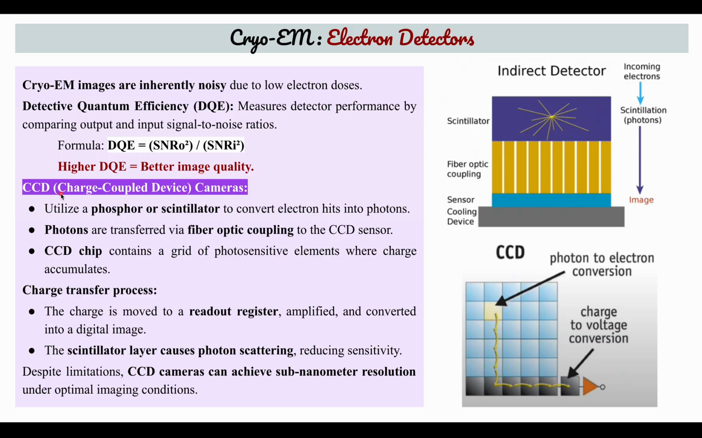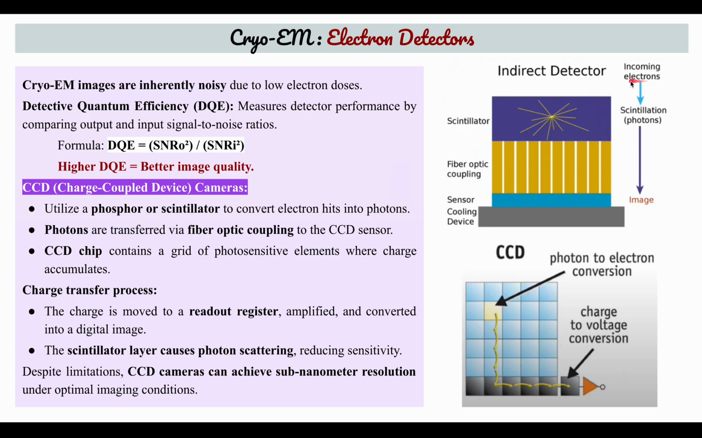So in case of detectors, we use charged coupled device cameras, which are known as CCD detectors, which utilize a phosphor or scintillator to convert electrons which hit into photons. So it has three different units. First is the phosphor or scintillator. What will happen is that as the electron beam coming after the specimen is collected by this detector, electrons will come and hit the scintillator.